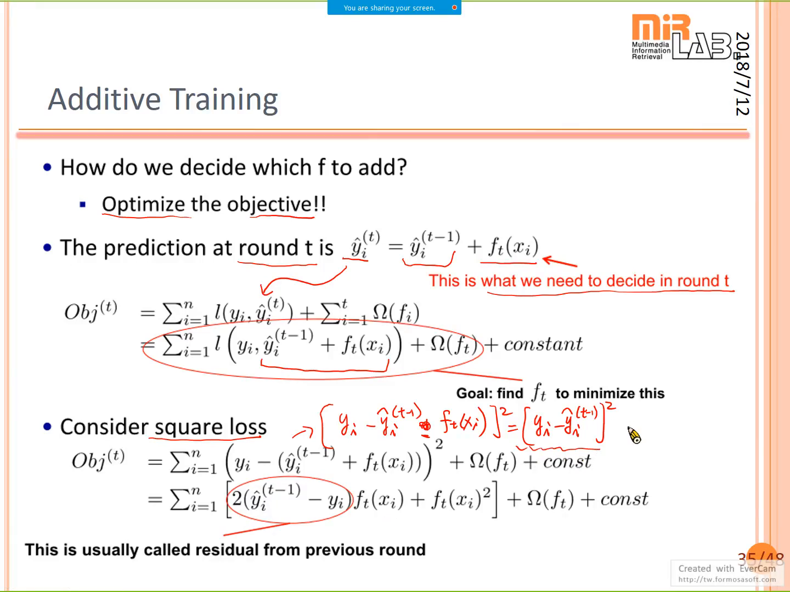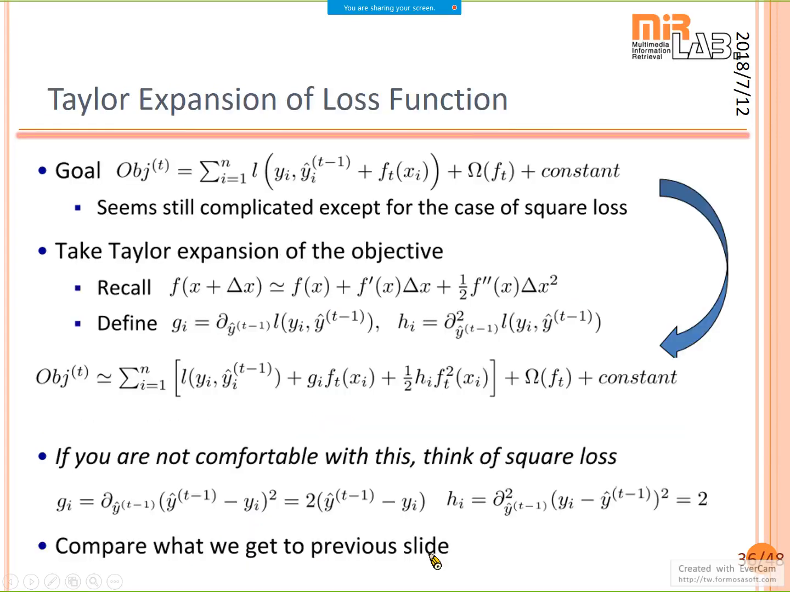Plus another term right here. And then we put all the other constants right here. So this is called the residual from the previous iteration, or from the previous round. But it's still pretty complicated.